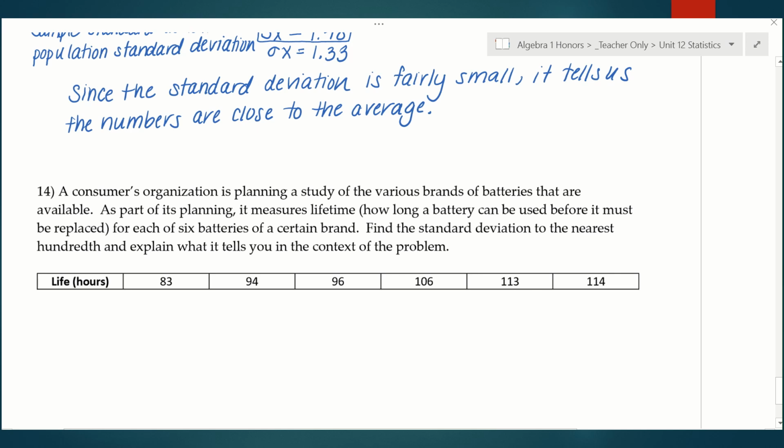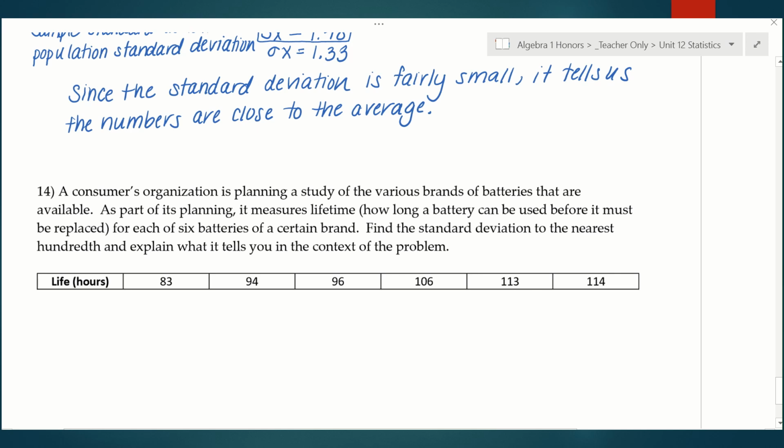Okay, so we're going to have to go back in and create a new list here. So I would go home, and then you are going to start a new document. So we're going to add a new list in spreadsheet. Again, call your first column X, and then you can go ahead and type these numbers in. So 83, 94, okay, so now we have 6 numbers in our list.